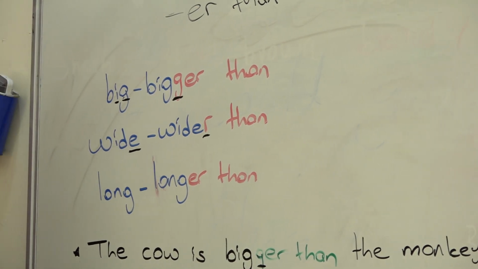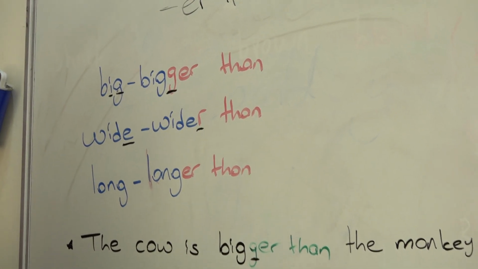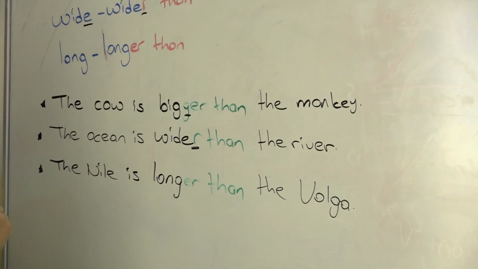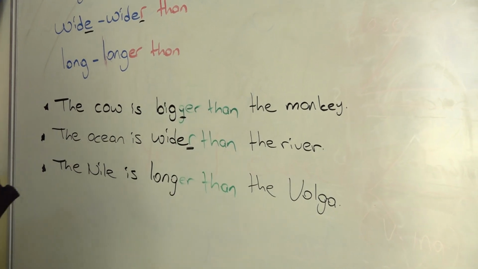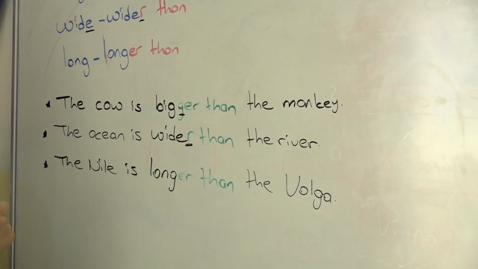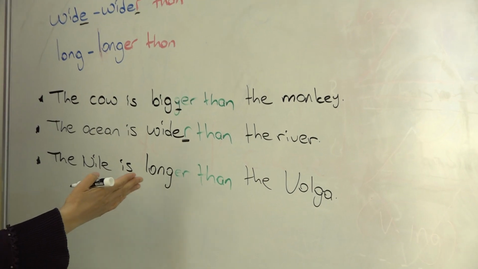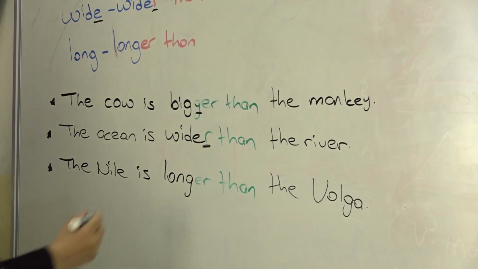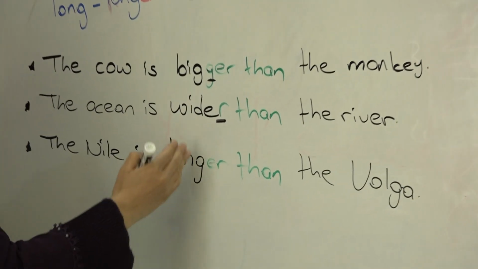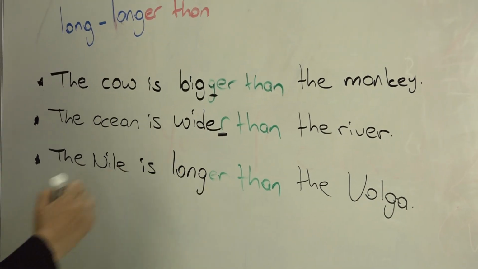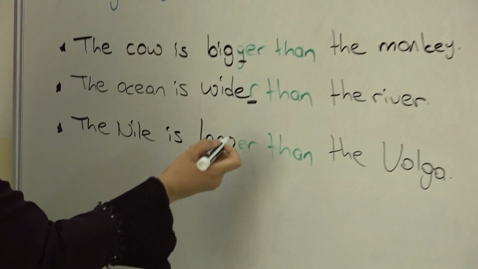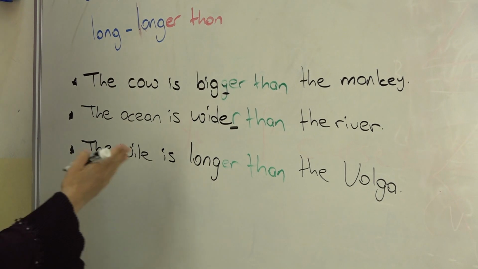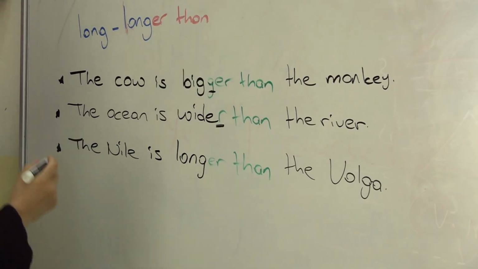My second example is: the ocean is wider than the river. As you see here, I only put R and then complete the sentence. The Nile is longer than the Volga. Nile is the name of a river, and because I don't have any rules like consonant and vowel, I add ER than directly and finish my sentence. The Nile is longer than the Volga.